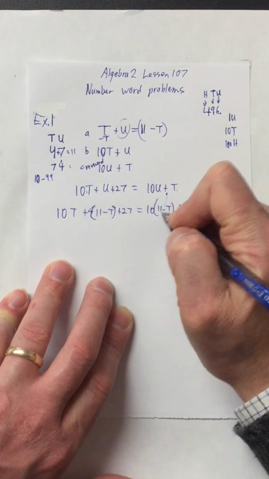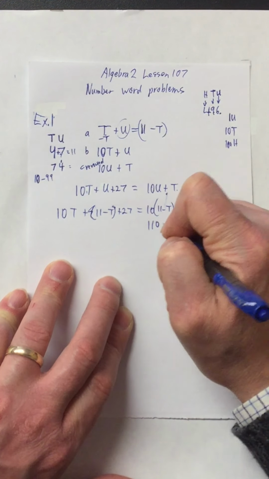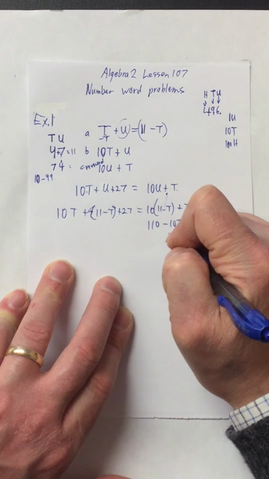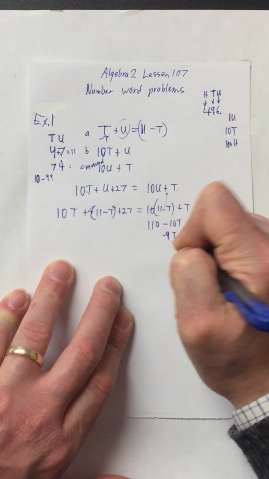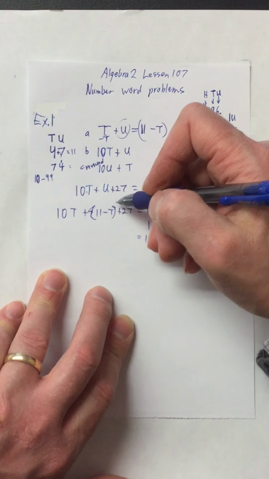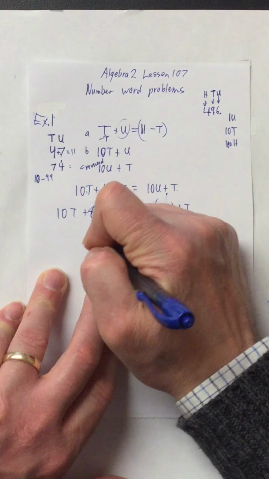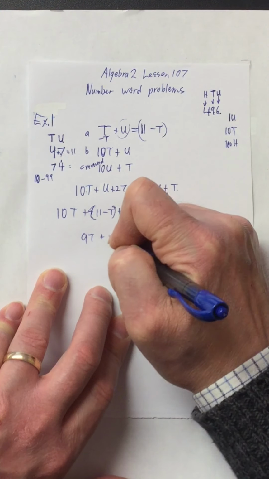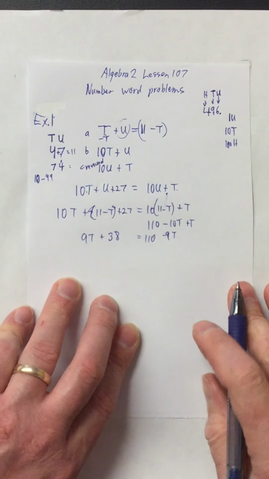This one over here, 10 times 11 gives me 110 minus 10t plus t. 10t plus 1 minus 9t. So let's clean this up a little bit. Over here, 10 minus 1, we get 9t here. 11 and 27 plus 38. Okay.